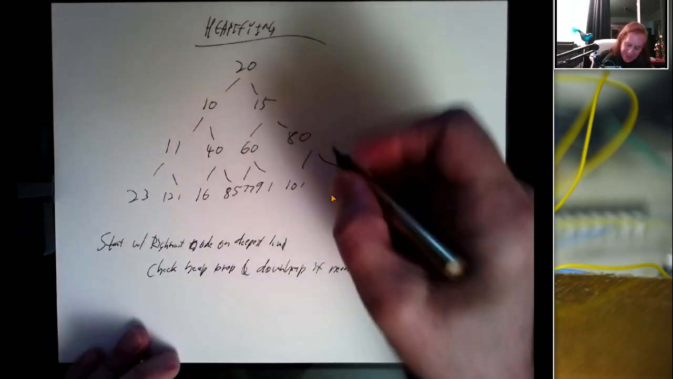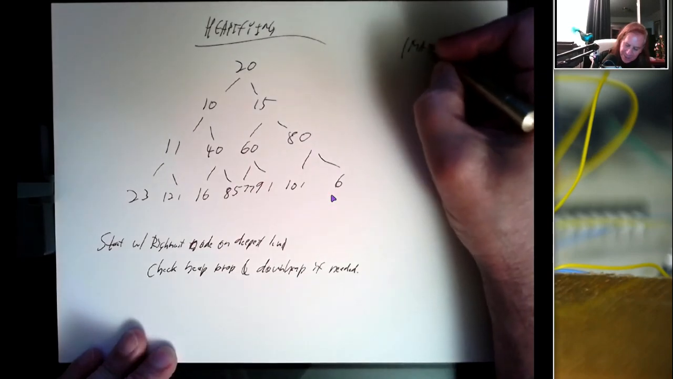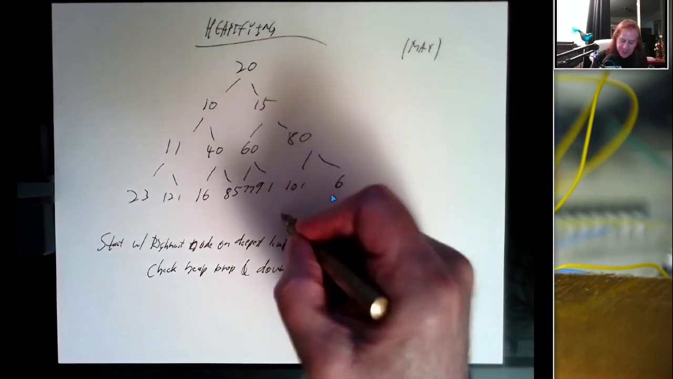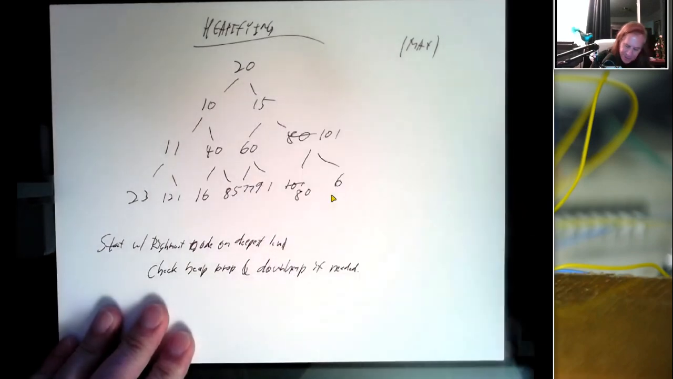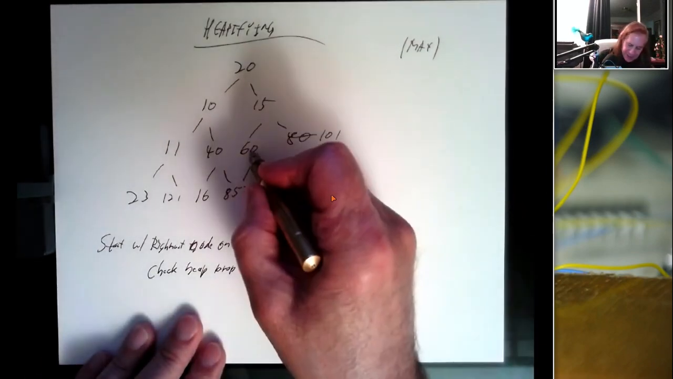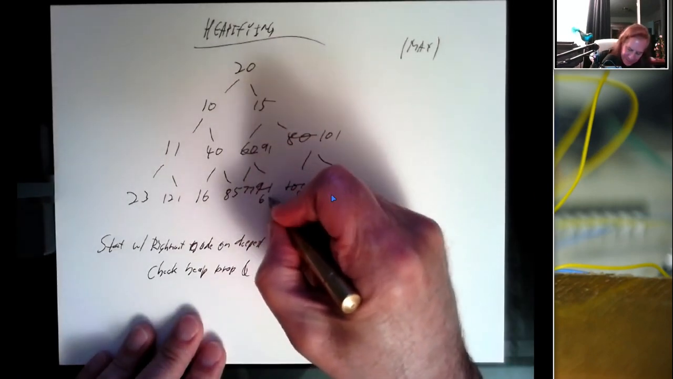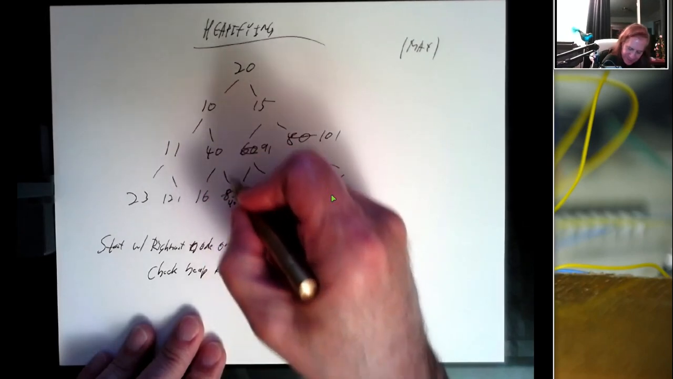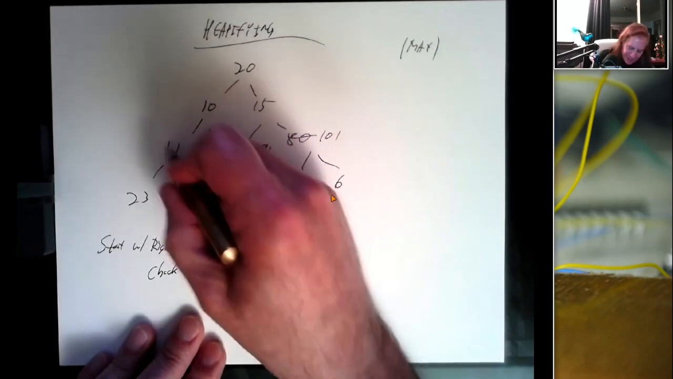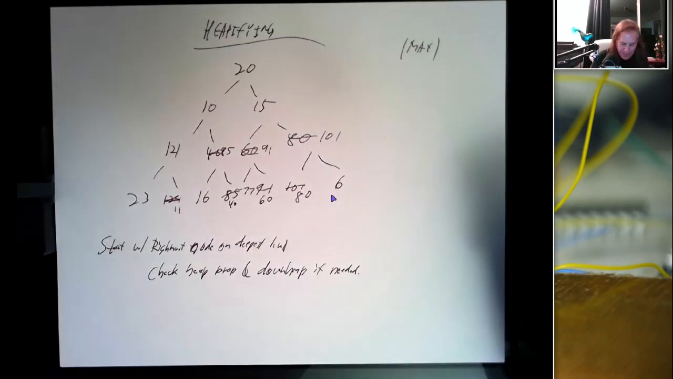Alright, let's move up to this next level. Here's our 80. Does that satisfy the max heap property? No, so let's swap it with the largest child. There's a 101, there's 80. Now let's go to the 60. It doesn't satisfy the max heap. Swap with the largest child. So there's 91 and 60. 40 also fails, so swap the 40 with the 85. And 11 fails, so swap it with the 121.